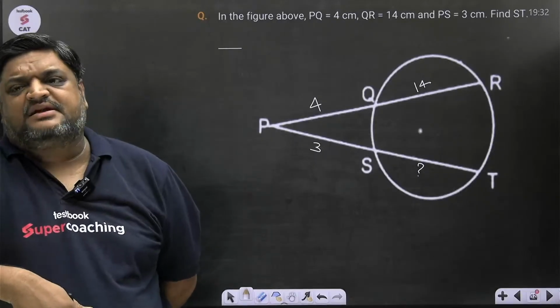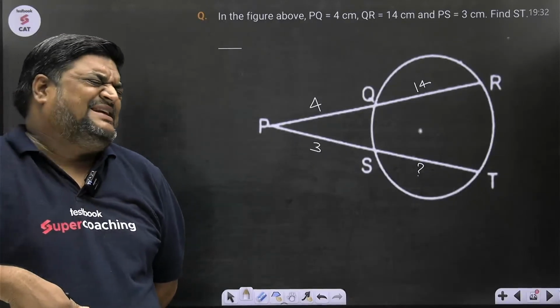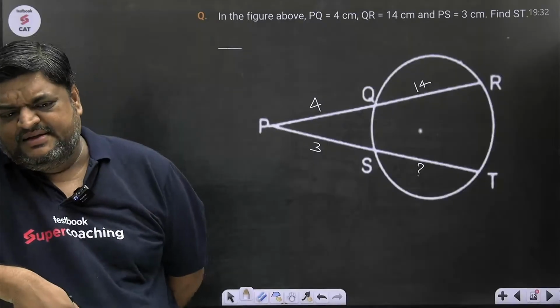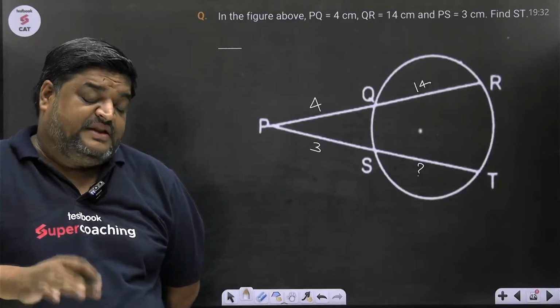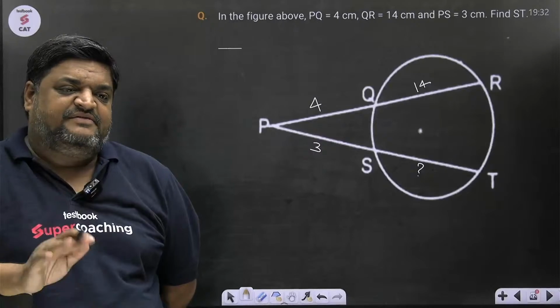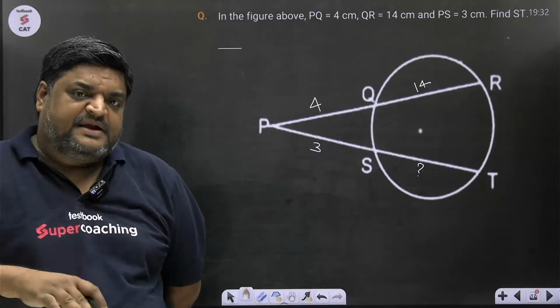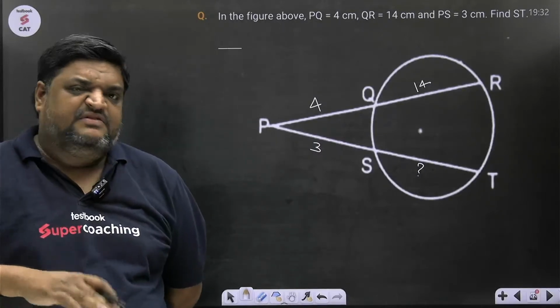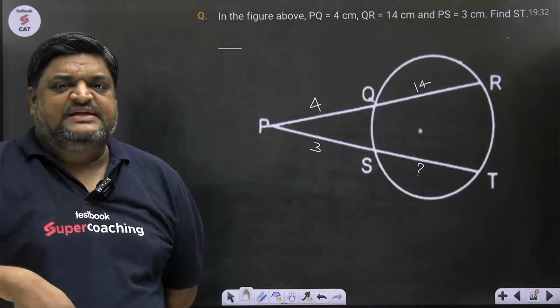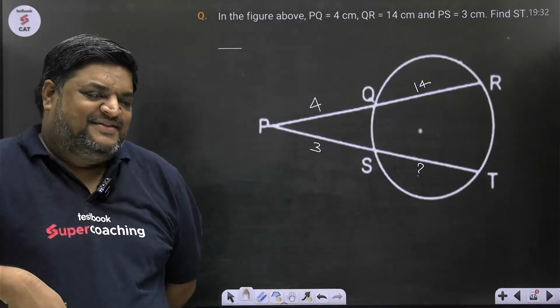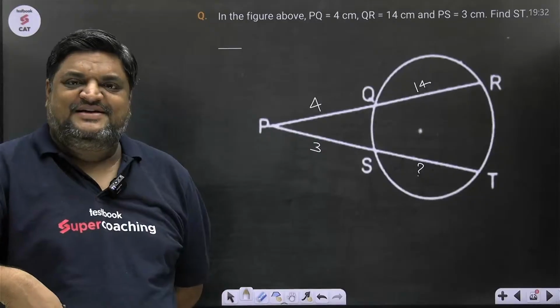Triangles and circles combined, you can always expect at least one question in the examination. There are very high chances that you will get 2 questions: maybe 2 from triangles and 0 from circles, or 1 from triangles and 1 from circles. It won't happen that both come from circles.